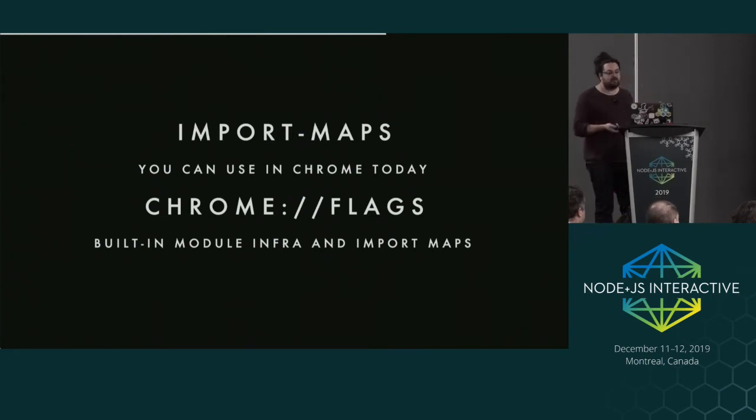But if you want to try import maps today, you can use it in Chrome. If you go to Chrome://flags, there's two different flags you can turn on. One is called built-in module infra. The other one is called import maps. You can try them today if you want to play with it and see what the future of modules in the browser would look like.